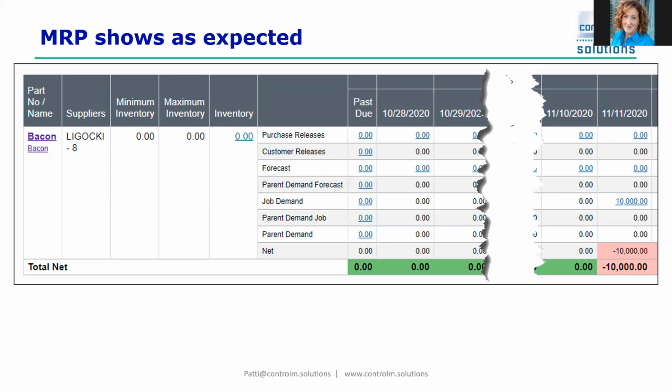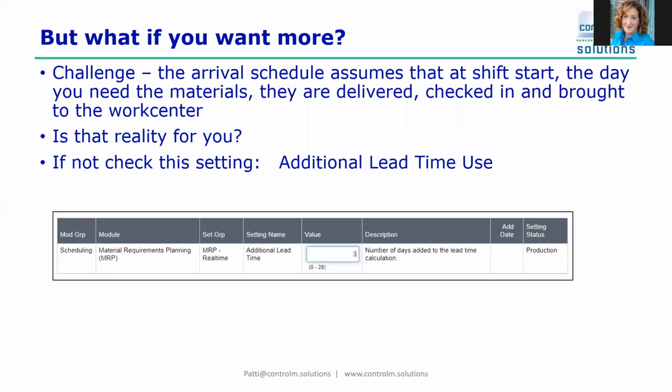Our parts will be planned to arrive November 11th. November 11th, but that's the job start date. What if my truck doesn't arrive before the shift starts? What if I don't have time to get the parts off? Well, if you want more time for all of your purchase components, check out this setting.